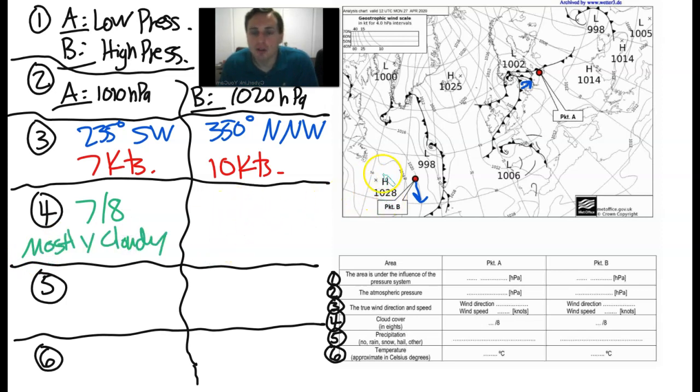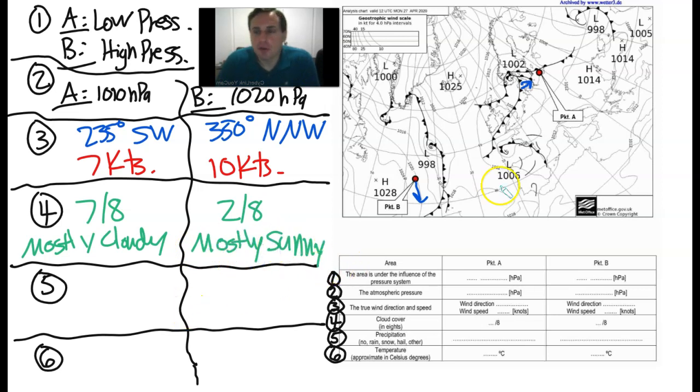Now how about out here? Well, you're close to a high pressure system. We have to approximate, but there's probably going to be a few scattered clouds. So I'm going to say probably about 2 out of 8. So I'm going to say mostly sunny.